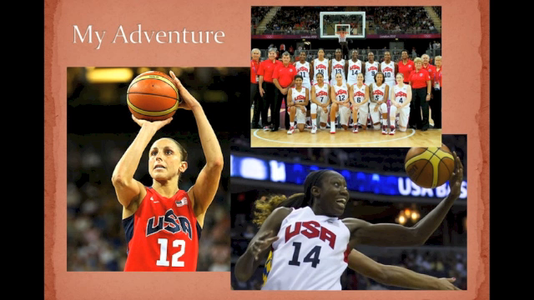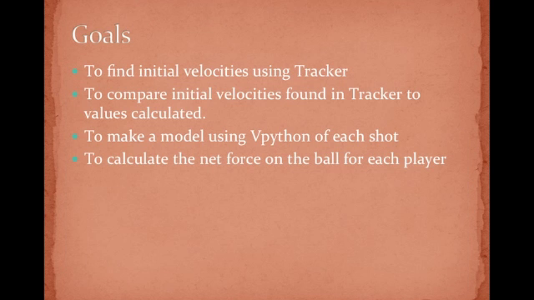basketball players in the world, both key parts of the USA women's team in the 2012 Olympics, these two being Diana Taurasi, number 12, and Tina Charles, number 14. By examining their shots, we were able to figure out the physical components involved in shooting an optimal and accurate free throw shot. Let's first look at some of the goals of this experiment.